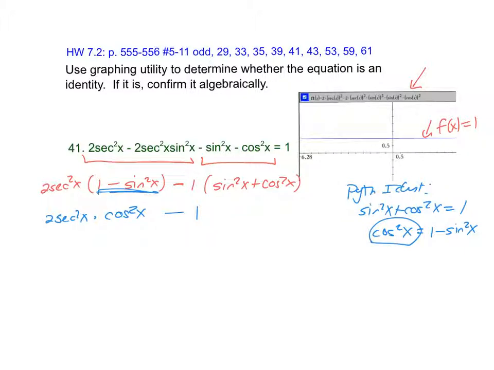Secant squared x I'm going to rewrite as 1 over cosine squared x using the reciprocal identity. And then I have 1 over cosine squared x times cosine squared x over 1 minus 1. The cosine squared x here cancel out. So this becomes 2 minus 1, which is equal to 1. And we have verified this identity.